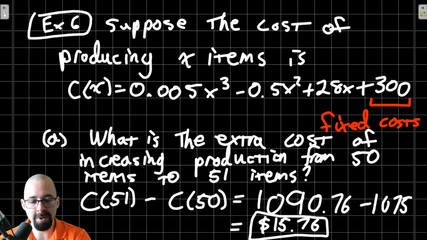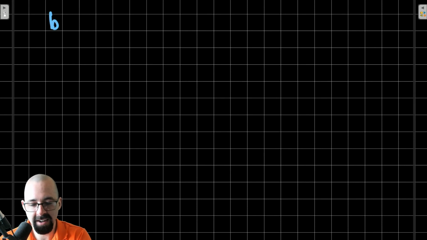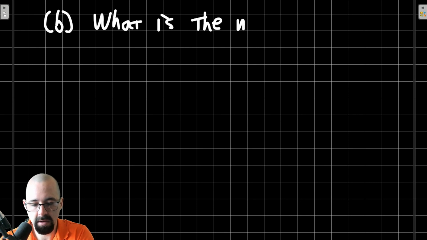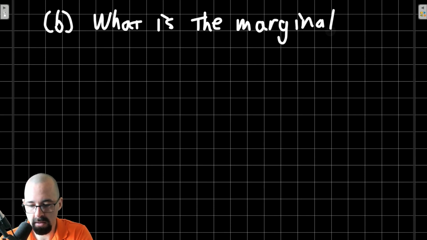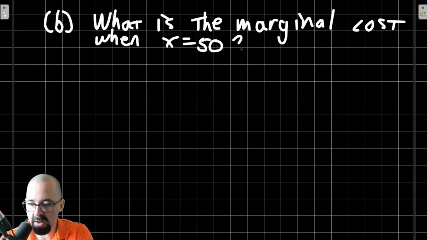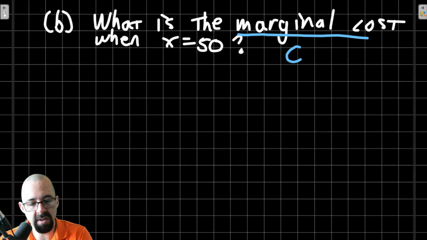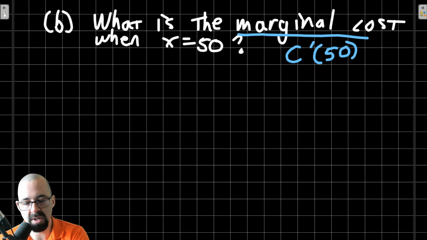And now let's look at part B. Part B, which is blue for some reason, asks, what is the marginal cost when x equals 50? So remember that marginal cost is just going to be the derivative of the cost function. And when x is 50, we'll plug in 50. That's what marginal cost means.